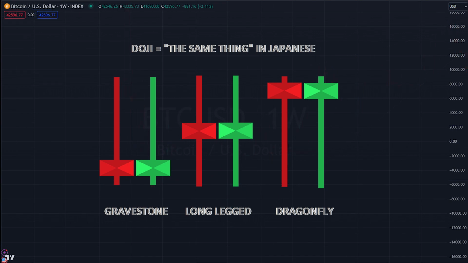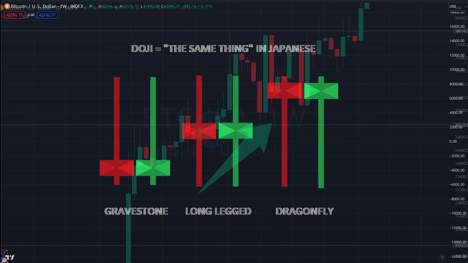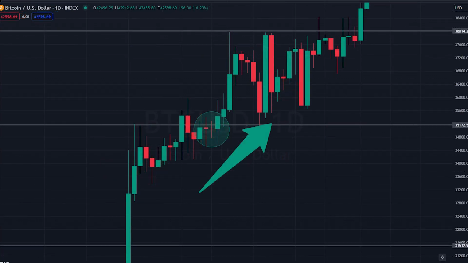So here are three quick types of indecision candles that you're going to encounter, and they're called dojis. Doji just means the same thing in Japanese. So we have the gravestone, which has a long upper wick. We have the long-legged, which has equal-length wicks, and a dragonfly, which has a long bottom wick. And they're just trend continuation candles as well.